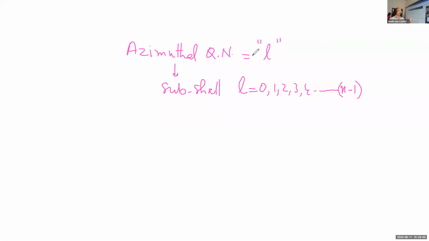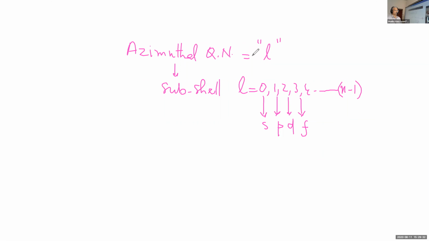So if the azimuthal quantum number l is obtained, immediately we can say which subshell it is. l is equal to 0, that is the s subshell. l is equal to 1, that is the p subshell. l is equal to 2, then it is the d subshell. l is equal to 3, that is the f subshell. So we will get the subshell also.